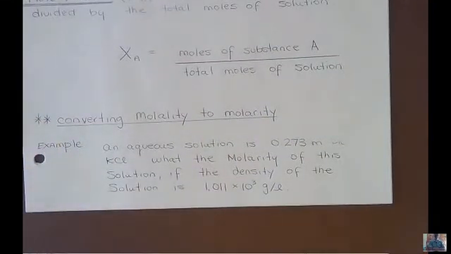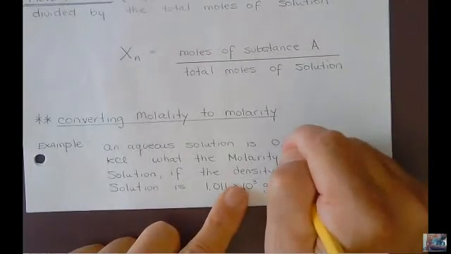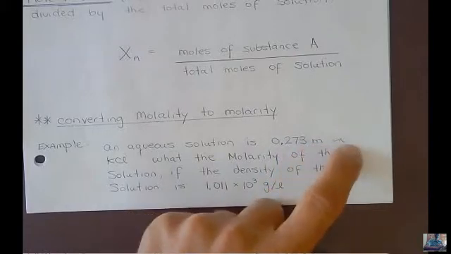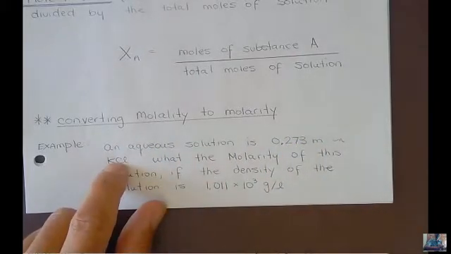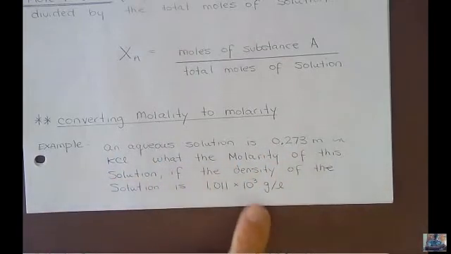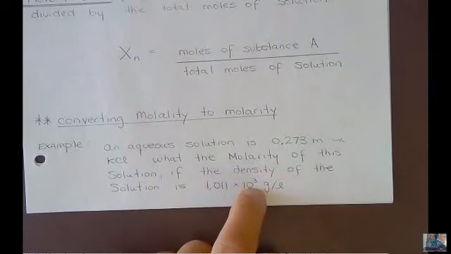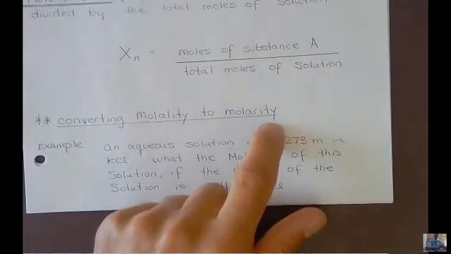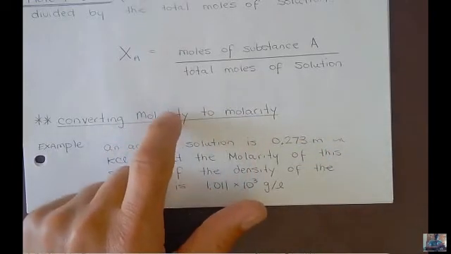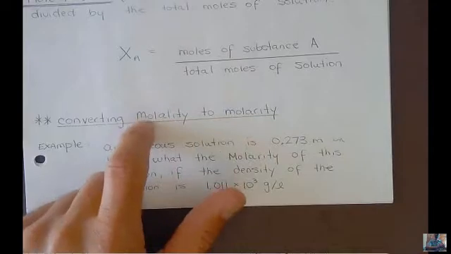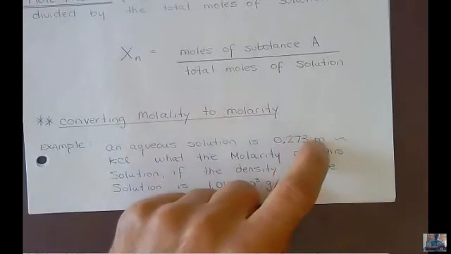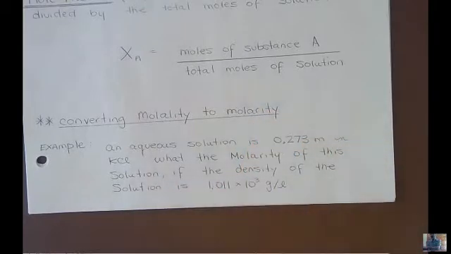An aqueous solution is 0.273 molal, small m, in KCl. What is the molarity of this solution? Now, they have to give you the density of the solution. If you don't get the density, you can't do these questions. So given the density and the molality, how do you calculate the molarity? So converting molality to molarity. We're going from script M to capital M. Okay? So let me get some paper.